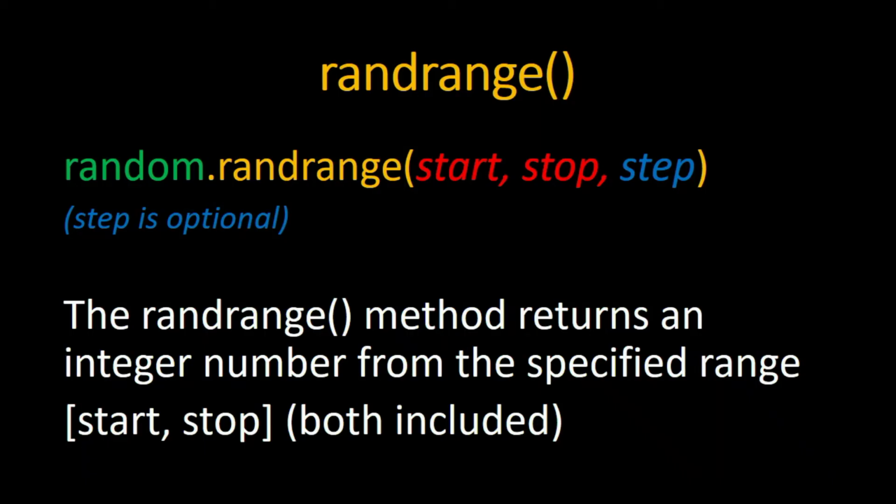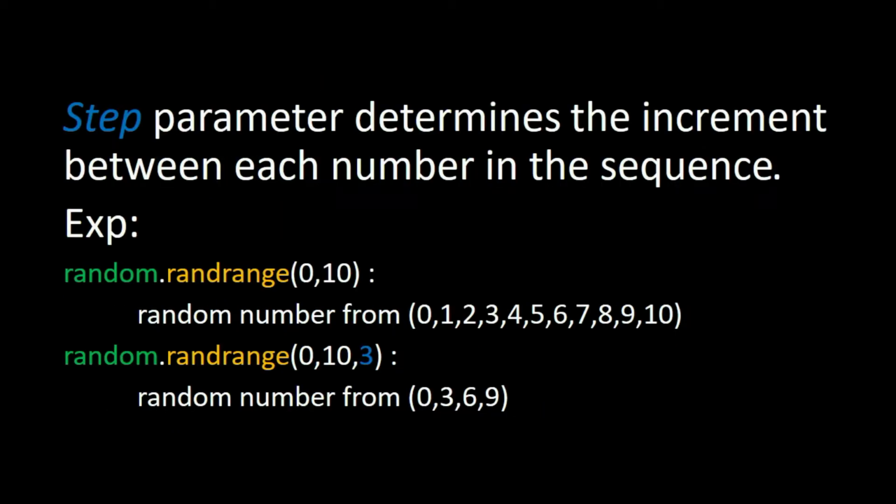The next function we have is randrange, short for random range. It takes three parameters: start, stop, and an optional parameter step. Without the step parameter, this method does the same as randint we saw previously. The step parameter determines the increment between each number in the sequence, as in the example below.